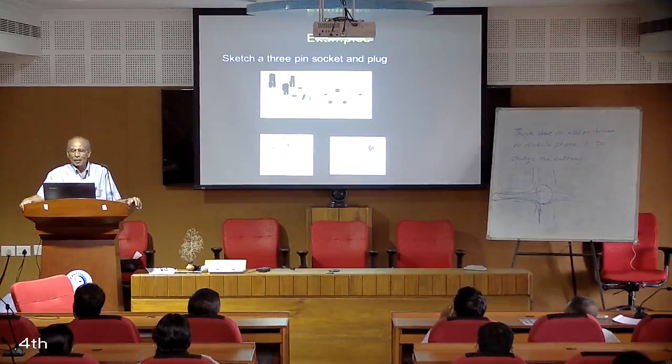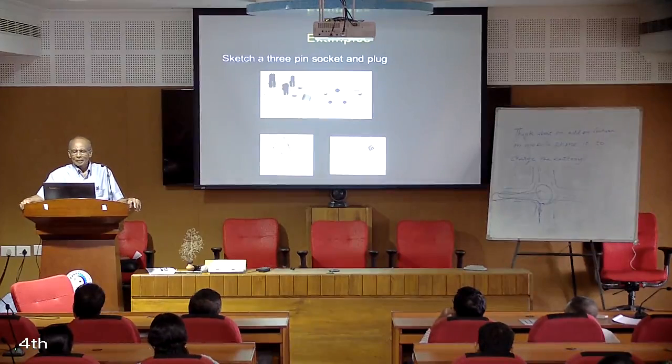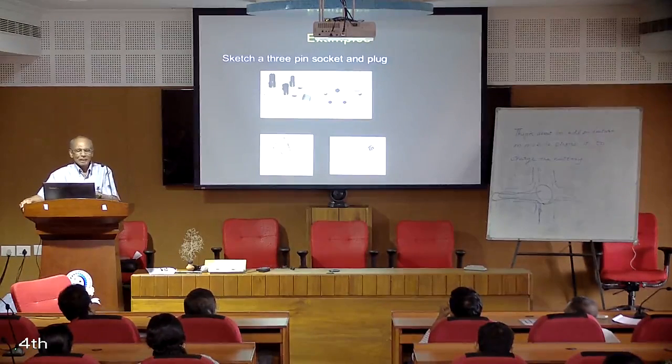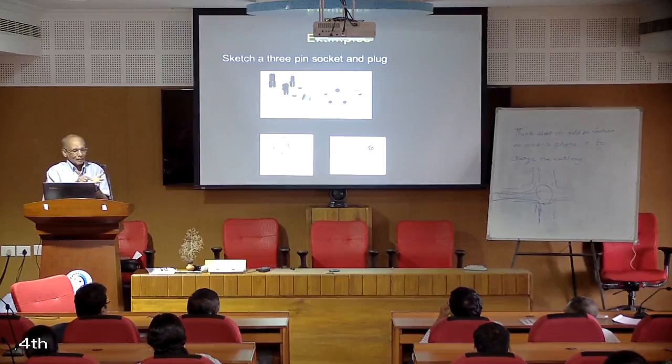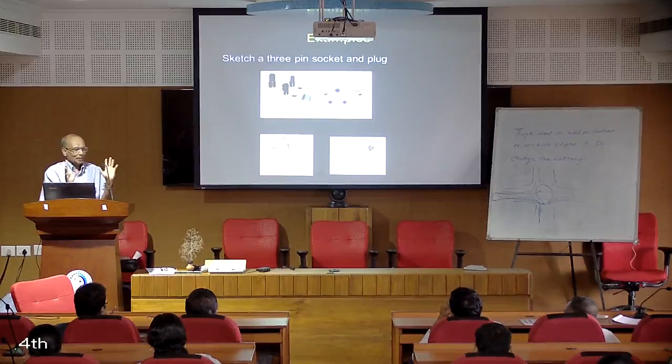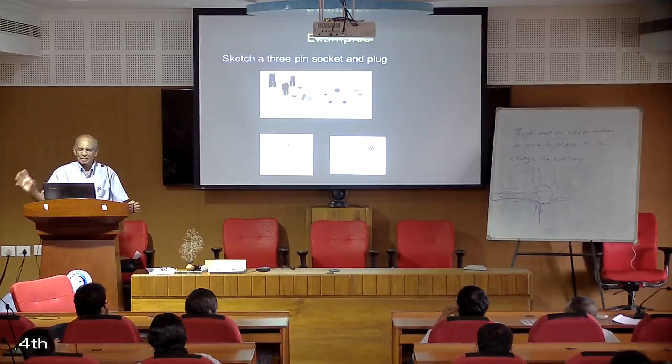Sketch a 3-pin socket and plug. You wouldn't have looked into that the third pin is thicker and longer than the other two. That's the observation part. He will write 3 pins that are all equal. That's the normal way everyone will just say.